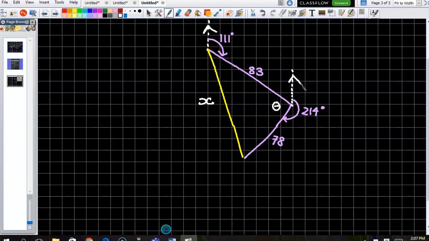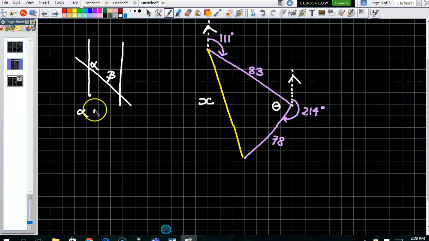So, Taya, remind me, what do we know about the angles inside parallel lines? They add up to 180. So if this is 111, what's this angle got to be? 69.